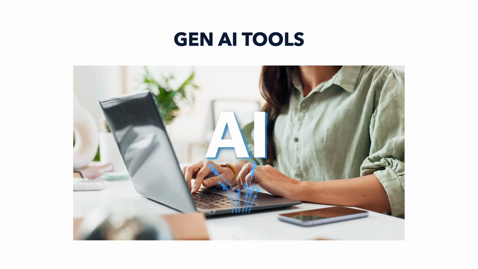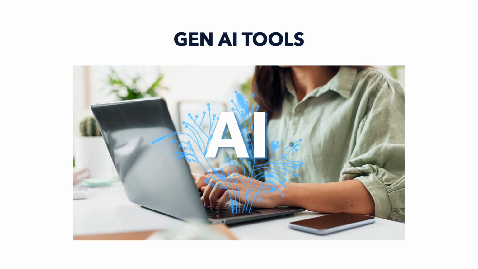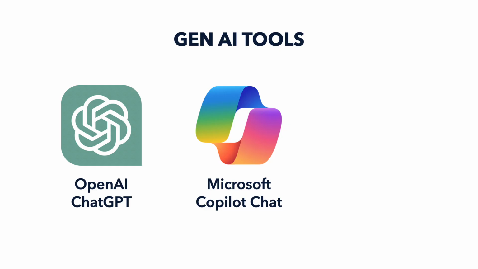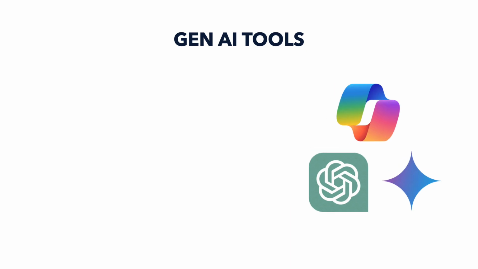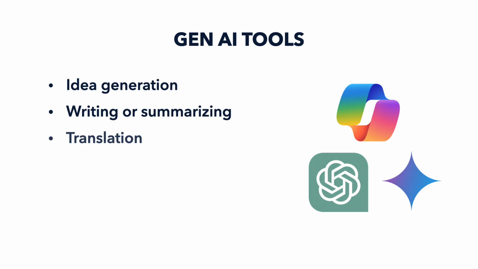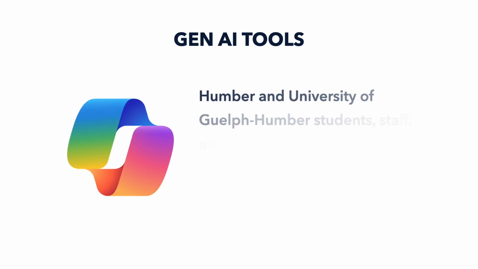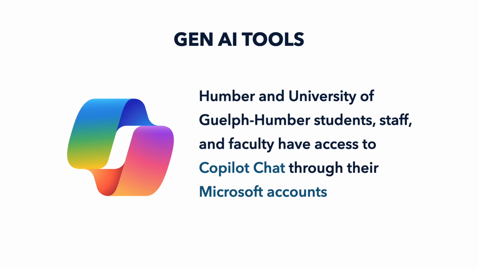There are dozens, perhaps hundreds of different GenAI tools now available, the most commonly known ones being OpenAI's ChatGPT, Microsoft Copilot, or Google Gemini. These tools can perform text-based tasks such as idea generation, writing or summarizing, translation, or explaining concepts. Many of them also include multimodal capabilities which allow them to generate code, images, video, or audio. Humber and University of Guelph-Humber students, staff, and faculty have access to Copilot Chat through their Microsoft account.